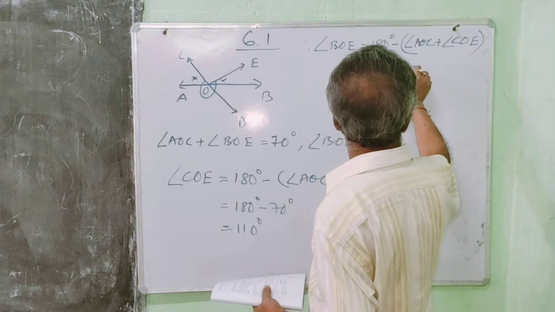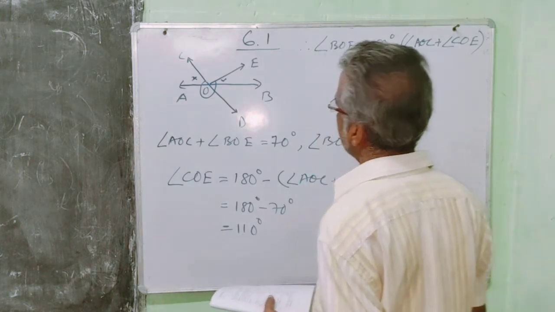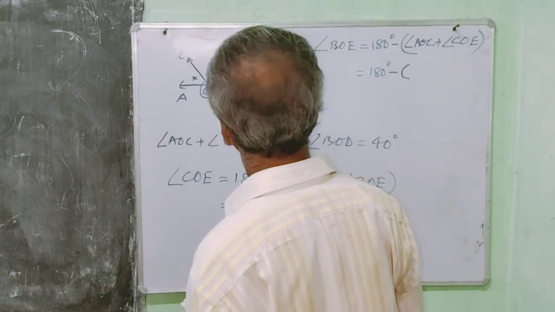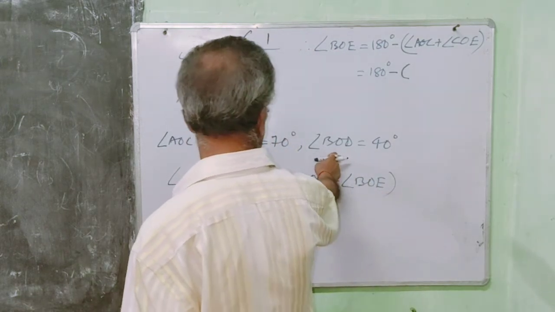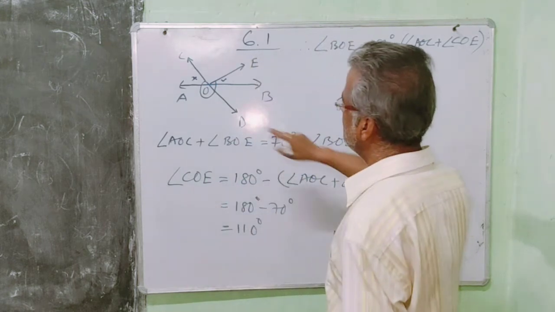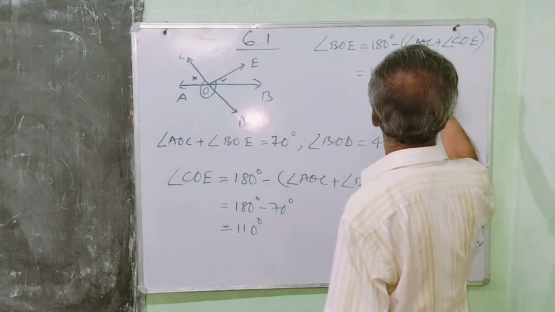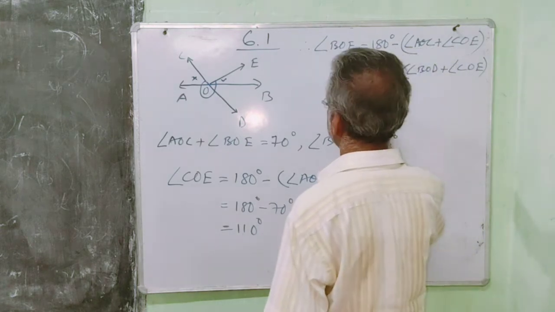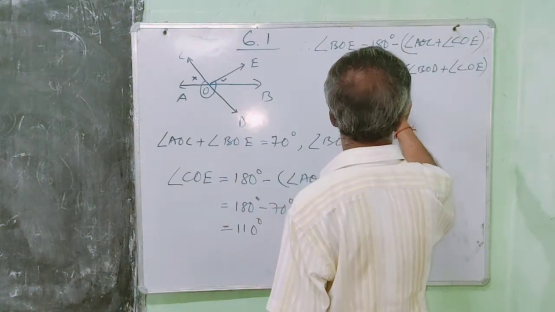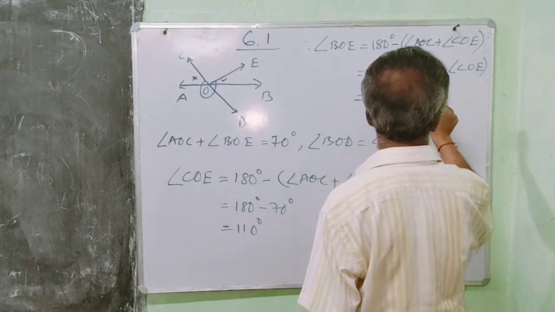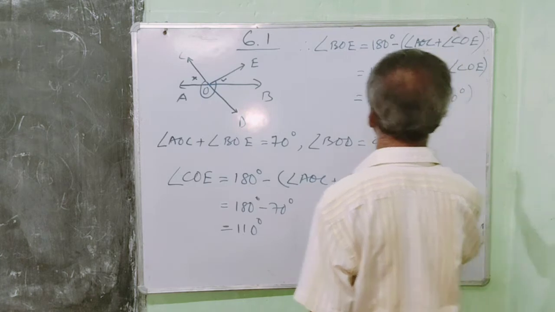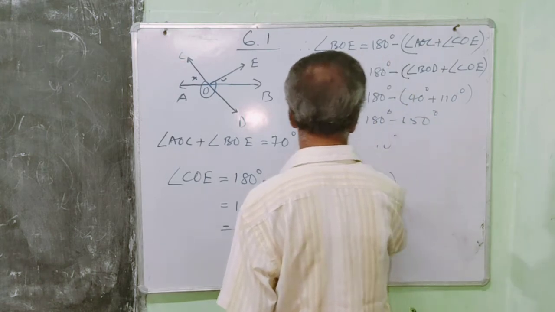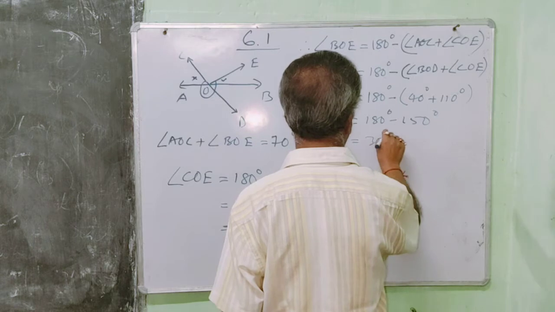Now, what will be AOC? You are given BOD, BOD is 40 degrees. So AOC means BOD, vertically opposite angle. So 180 degrees minus BOD, which is given 40 degrees, and we have found 110 degrees. So 180 degrees minus 150 degrees is equal to 30 degrees.